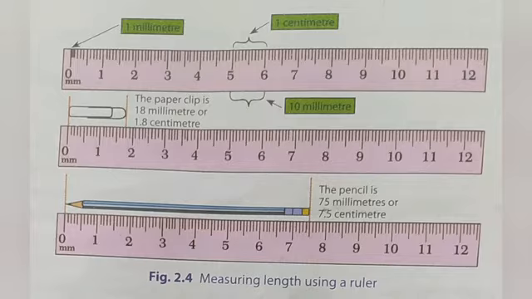Here you can see the length of the paper clip measured can be written either as 18 millimeters or as 1.8 centimeters, because we know that in 1 centimeter there are 10 millimeters. Similarly, the length of the pencil is found to be 75 millimeters or it can be written as 7.5 centimeters.